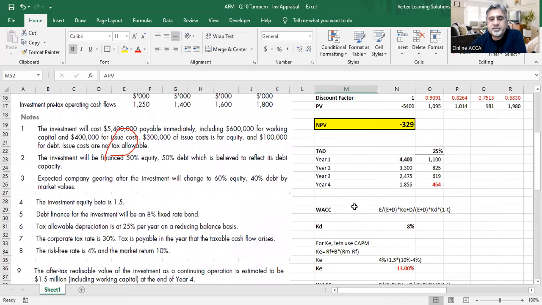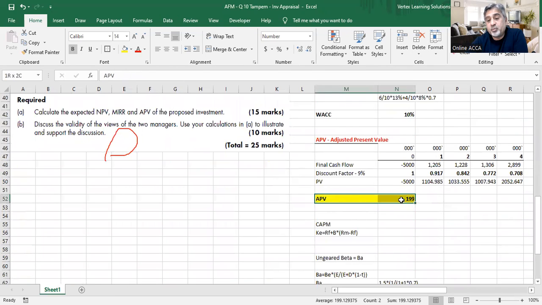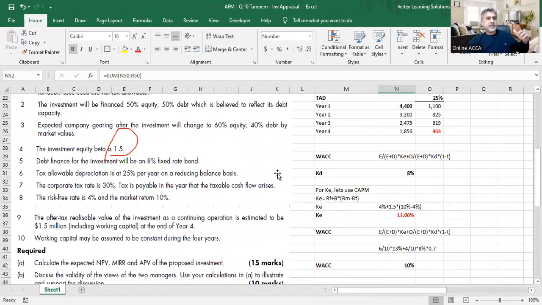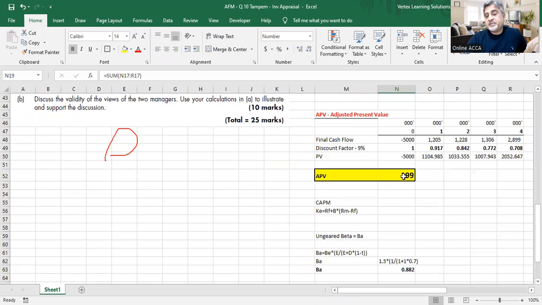So manager A says, don't do the project. Manager B says, project is giving 199,000 positive, let's do the project. That looks good. You see, the result has changed, but the discussion has not stopped. Because manager A said NPV is negative, I'm not doing the project. Manager B says NPV is positive, I'm doing the project. But then the question arises, do you think you will get 199,000? In reality, the answer is no, because you don't have money.